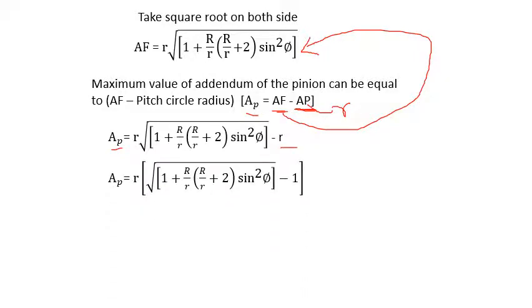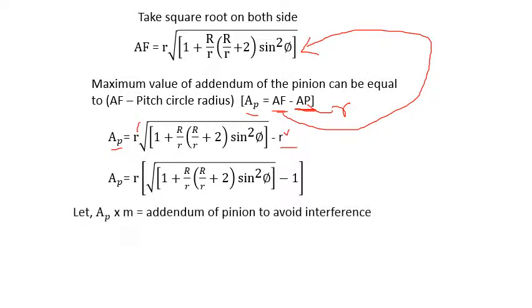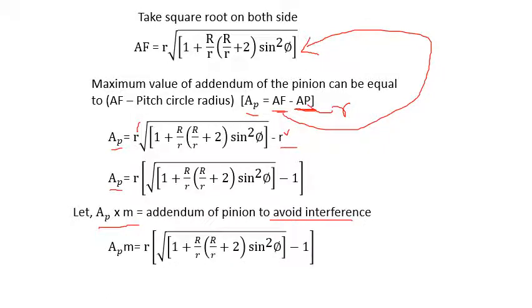So after taking r as common, because here also we have R and here also we have small r, we can take it common. Therefore this is the equation. Then to avoid the interference, we have to multiply module to the addendum of the pinion. Multiply module to the addendum of pinion. So we can easily avoid the interference. Therefore, above equation becomes AP into M.